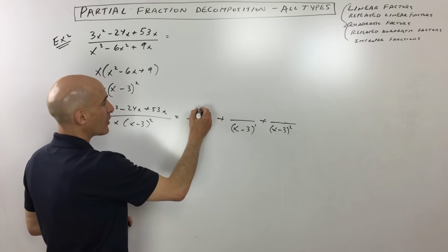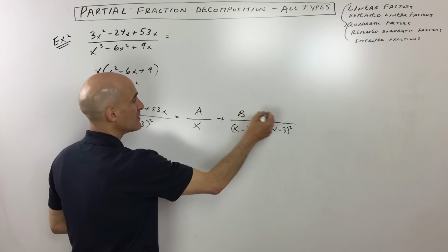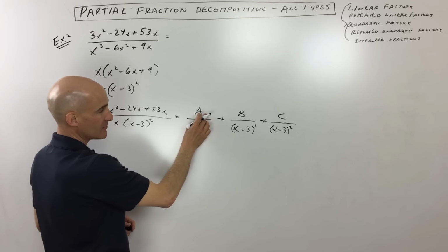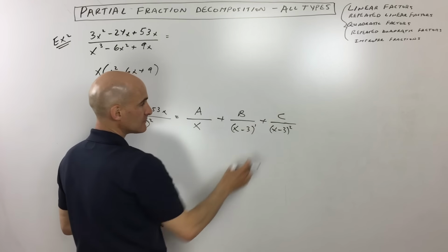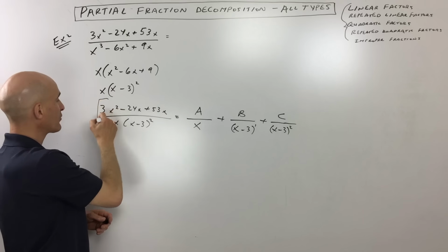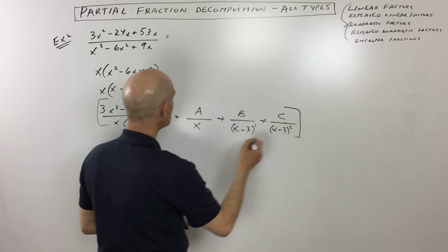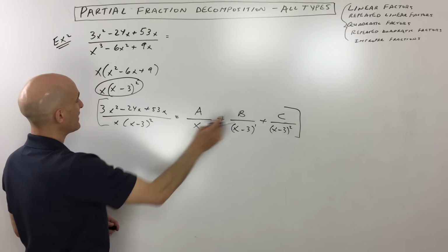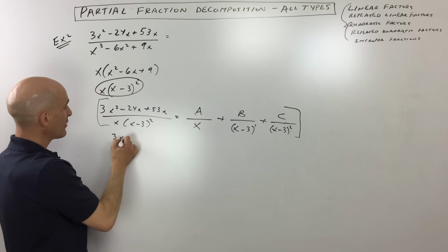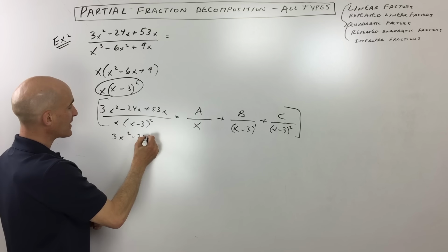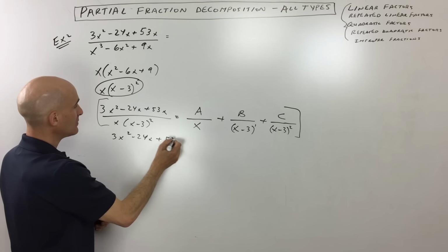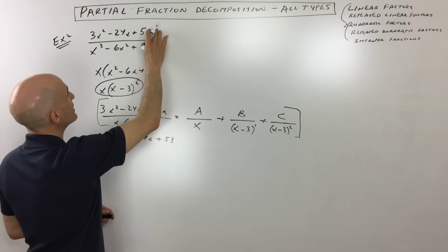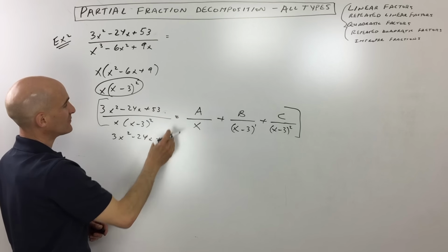So again, our numerators are going to be a, b, and c this time. And again, it's just 1 degree lower. That's x to the first, so that's going to be x to the 0, and so on. So let's multiply through by our common denominator, which is right here. If we multiply everything by that common denominator, you're going to be left with 3x squared minus 24x plus 53. Let's see, did I make a mistake? This is plus 53, not 53x, it's just plus 53.